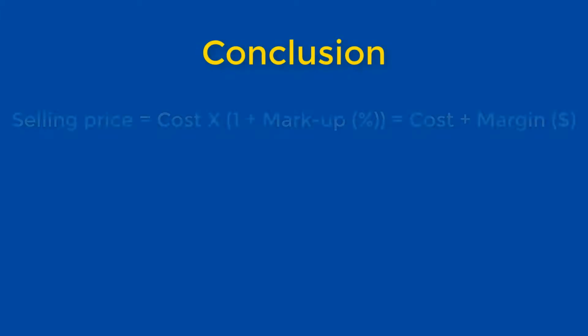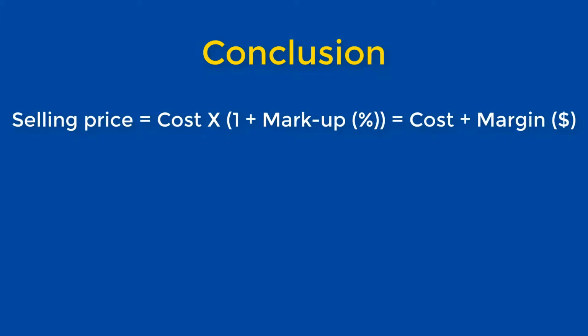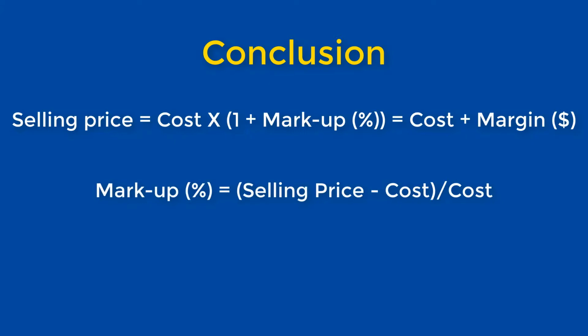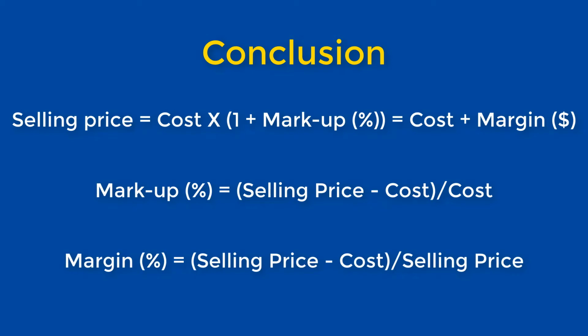In conclusion, the examples we've looked at rely on the following relationship, where the selling price equals the cost multiplied by 1 plus the markup ratio, and also equals the cost plus the margin in dollars. The markup ratio, shown by this formula, provides us with information on how much more customers paid above the cost, while the margin, expressed by this formula, tells us how much of the sales were retained as profits after costs are paid for.